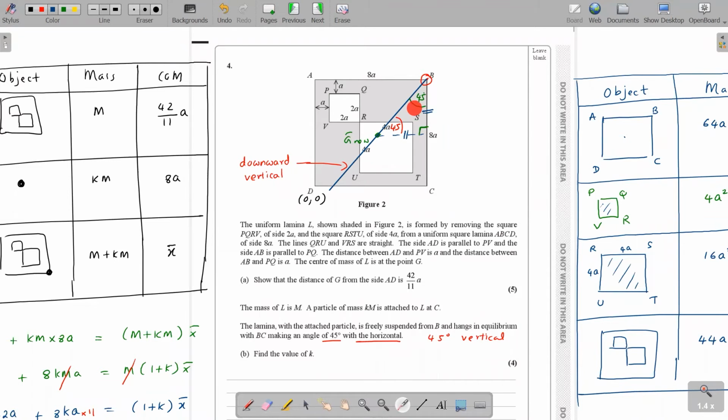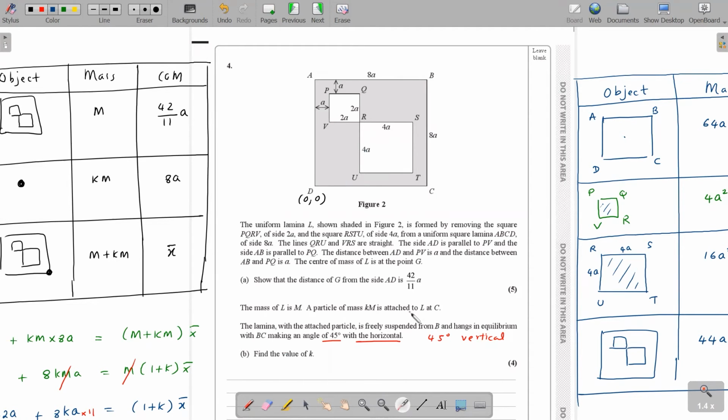Yeah, and this 45, actually you can make this diagram more accurate. The downward vertical, they say it's making an angle of 45 degrees with the vertical. Since you have a square, and you know in a square all of these angles are 90, 45 degrees with the vertical means what? How do you think the downward vertical should go?